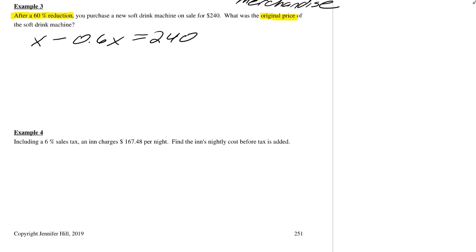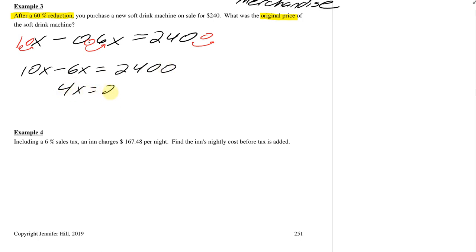And once again, I can move all my decimals. So this, remember, has an invisible 1 in front of it. So if I move this decimal here, move this decimal over 1, and move this decimal over 1 spot, now I can go ahead and solve this. So this is going to turn into 10x minus 6x equals 2,400. So this is 4x equals 2,400. And if I divide both sides by 4, I will get that x is $600. So this is the original price.